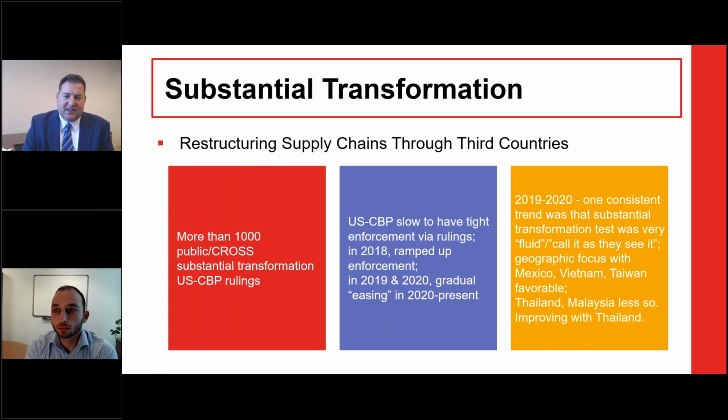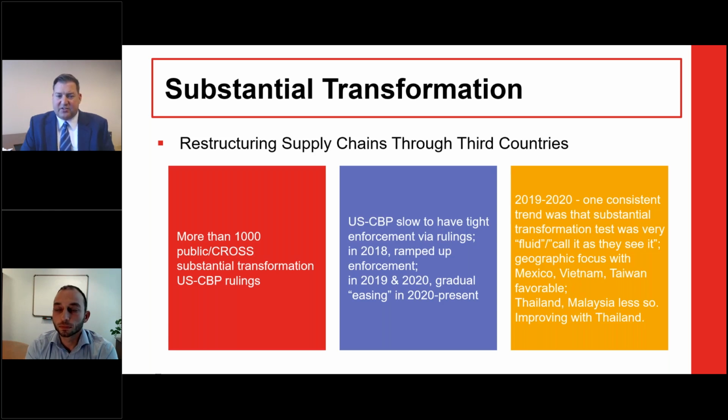One thing I will say in that 19-20 period is it really was a call it as you see it. While CBP isn't bound to prior decisions or rulings, they tend to give those weight in some effect. It was really more of we're going to call this one as we see it.